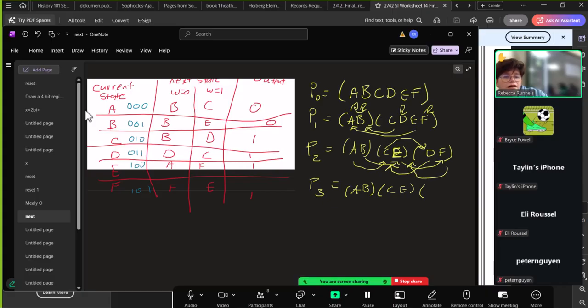Yep. Okay, do we have 2 in a row that are identical? Yes, so we can stop. So I can say P3 equals P2, and so this is our minimization.